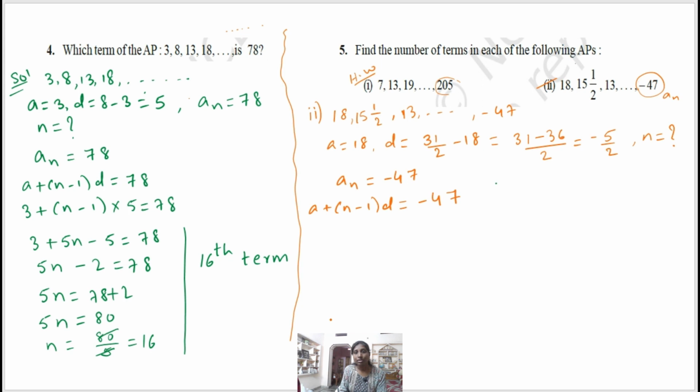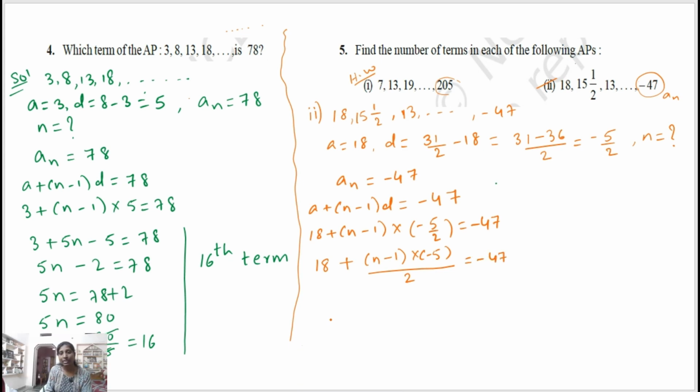Now what is the value of a? 18 plus n minus 1, n we don't know, d we know now, minus 5 by 2, is equal to minus 47. How to simplify it? There are many ways. I will multiply numerator into numerator, like this: n minus 1 into minus 5, and denominator into denominator, which will become 2, equal to minus 47. Now we have to take LCM, so here LCM will be 2.